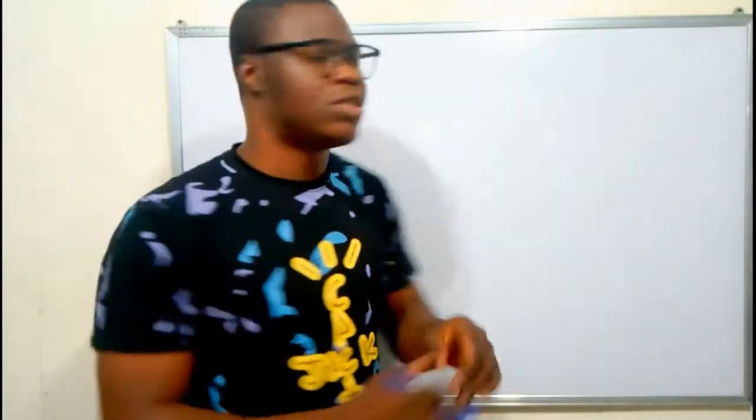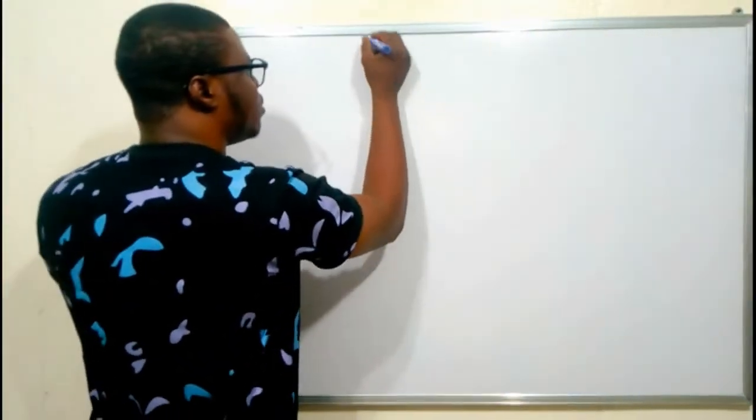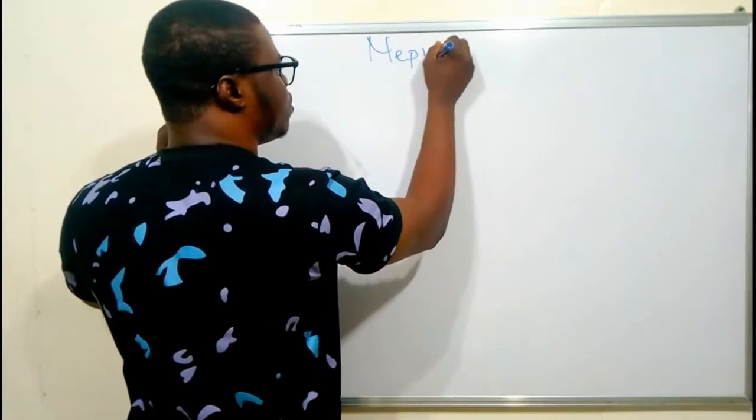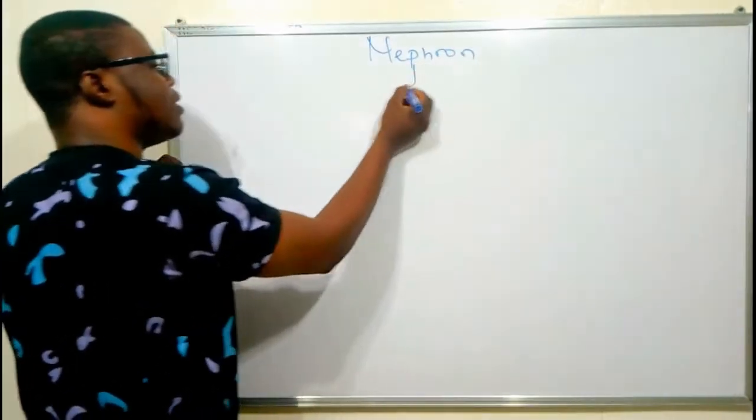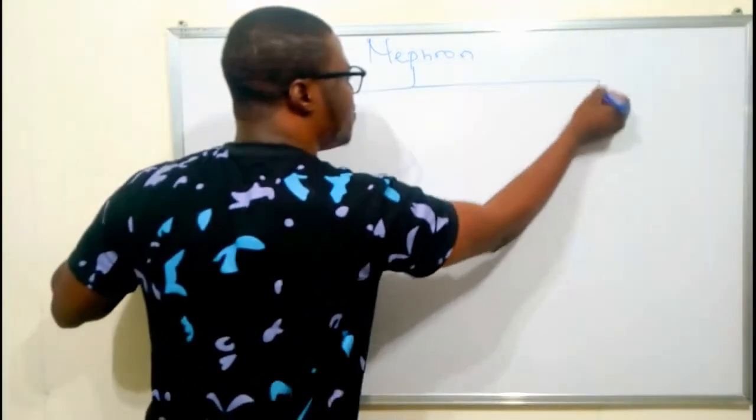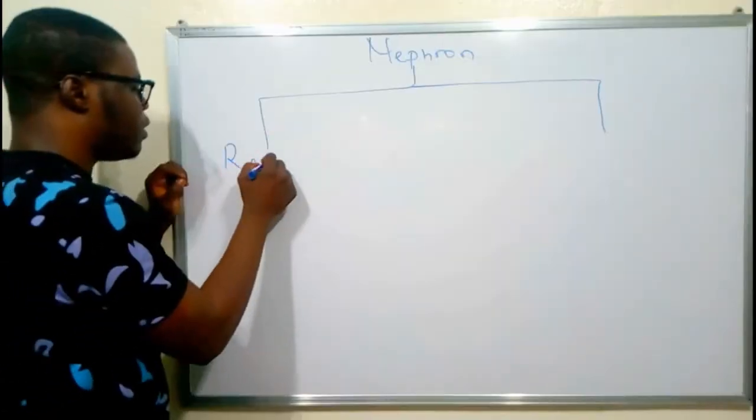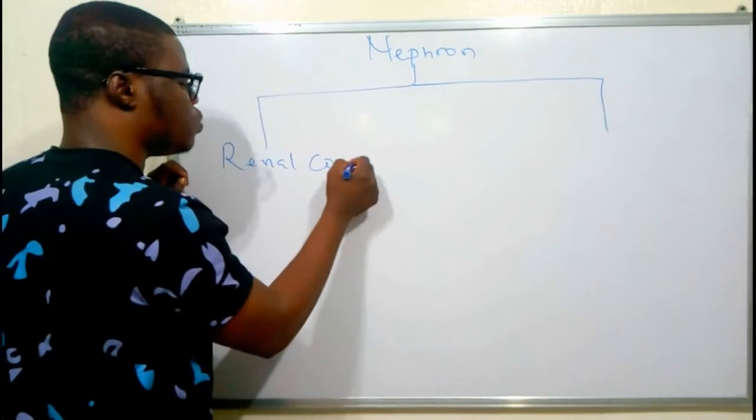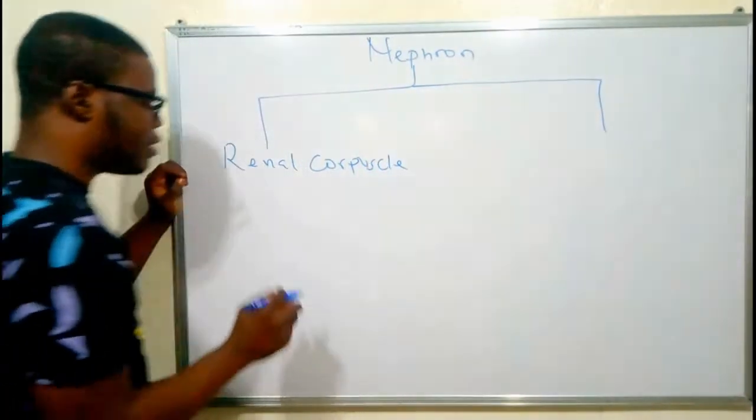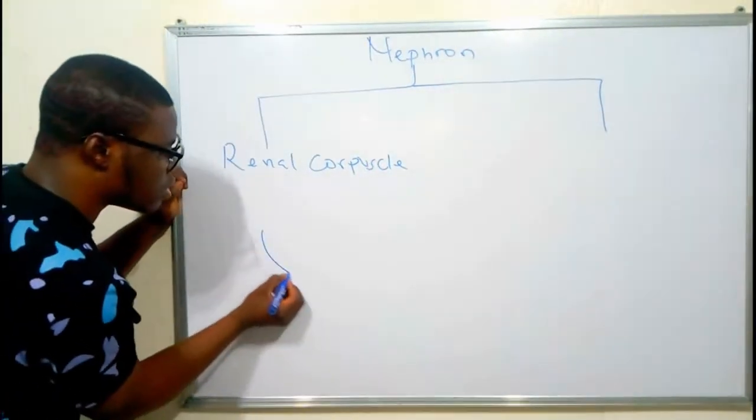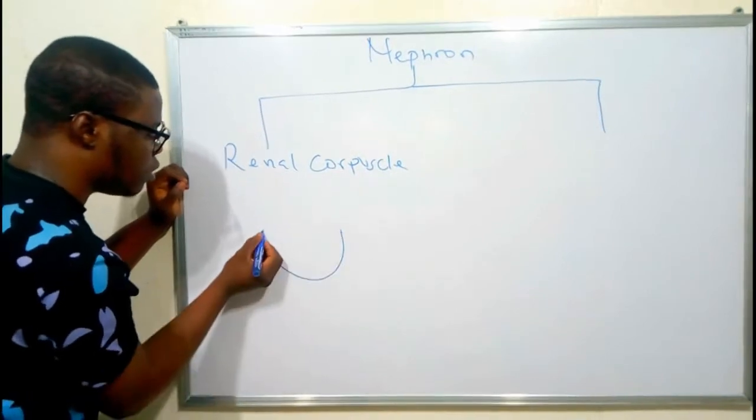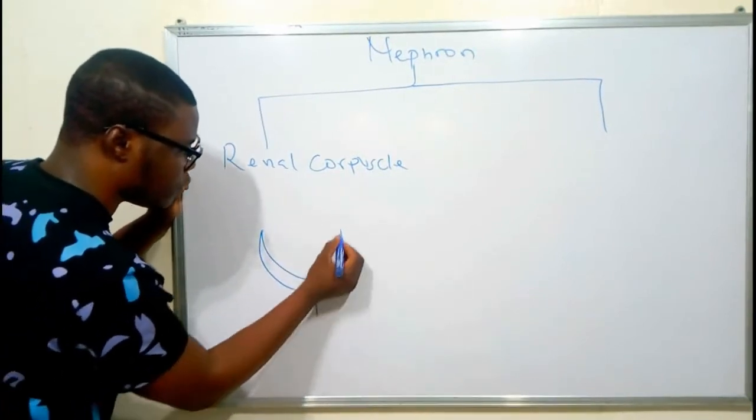Welcome back. So we said we are going to be talking about the parts of the nephron. Now, I said the nephron has majorly two parts. The first one is called the renal corpuscle. And here is the diagram. We have a cup shape.